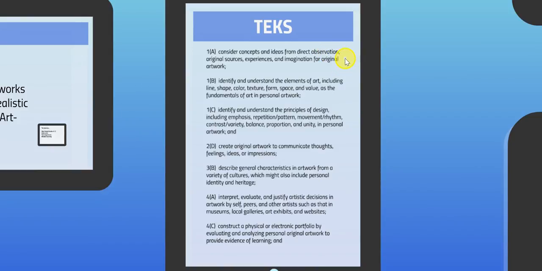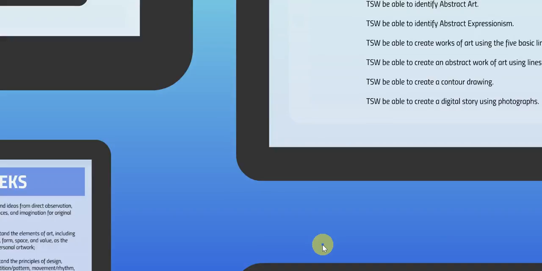The students will be able to gain ideas from their imagination and direct observation. They're going to understand the elements of art and principles of design. They're going to create original artworks that communicate feelings, ideas, or impressions. They're going to describe general characteristics in an artwork, such as elements and principles. They're going to evaluate their artwork and their peers, and they're going to construct an electronic portfolio.